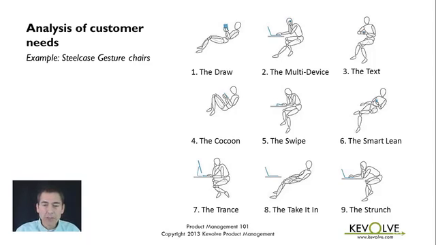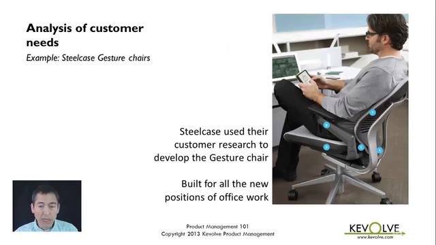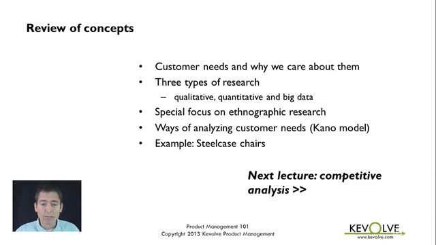So I think they did some nice research here. This research then goes on, we'll talk about this a little later, into their product development cycle as well as into their introduction and launch period. I think Steelcase did some nice work here of understanding their user needs around how people sit. And as they say, they ended up building a chair, the Steelcase Gesture chair, built for all the new positions of office work.